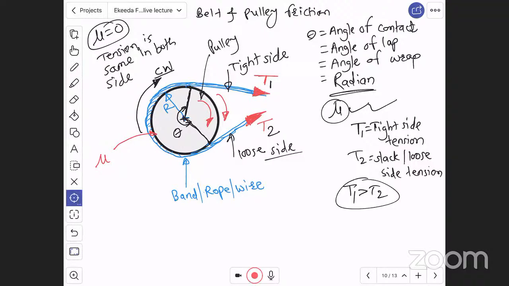See how T1 is creating torque. T1 into radius. This torque is clockwise. Because of tension T1, the torque is in clockwise direction, and because of T2, the torque is in anti-clockwise direction, and the rotation of the pulley is clockwise. Means clockwise torque is more than anti-clockwise torque.